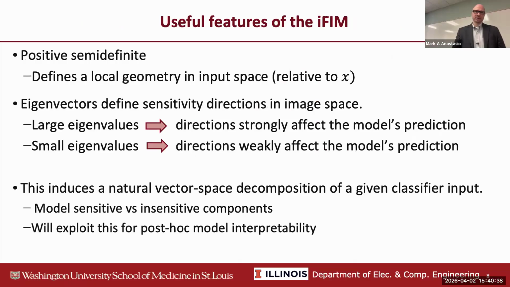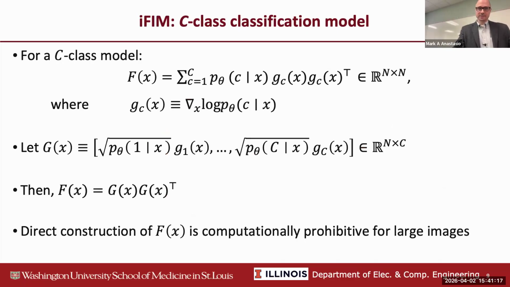So what are some useful features of this matrix? Well, it's positive semi-definite, so it defines a local geometry in the input space relative to X. The eigenvectors define sensitivity directions in the input image space. Large eigenvalues correspond to directions that strongly affect the predicted distribution. Small or zero eigenvalues are directions that weakly or don't affect the model's predicted distribution. Okay? So this induces a natural vector space decomposition of the input image. We can decompose it into components that are model sensitive versus components that are model insensitive. And this is the key observation that we seek to exploit.